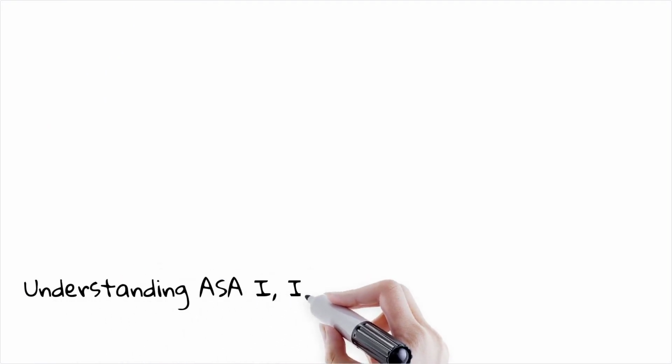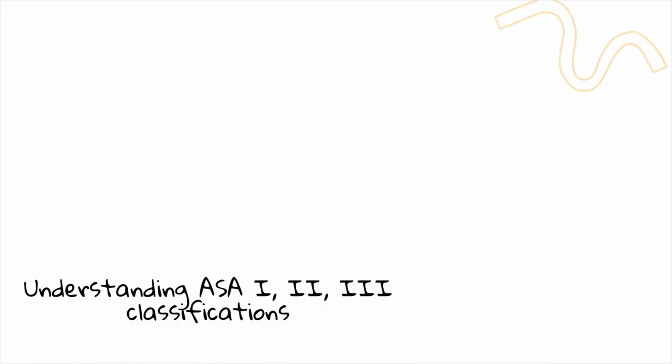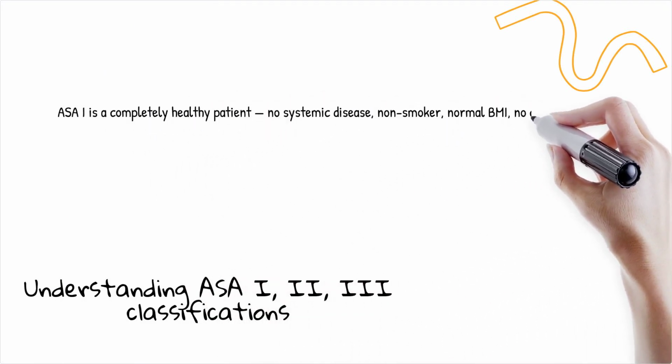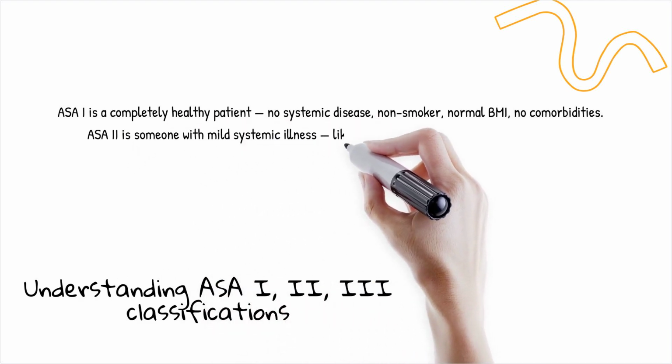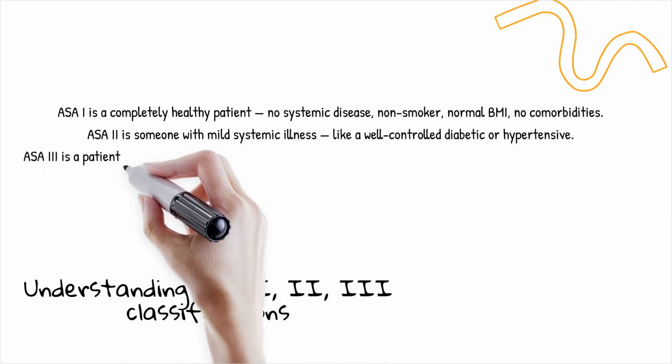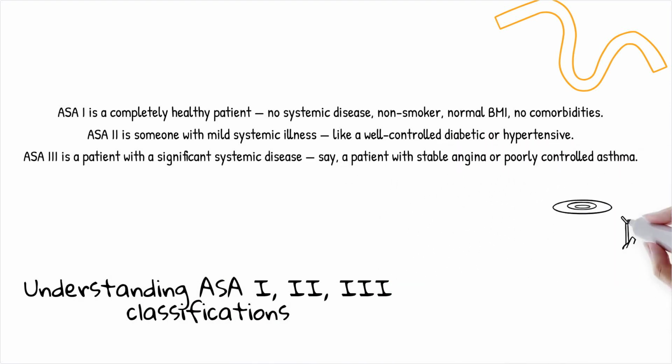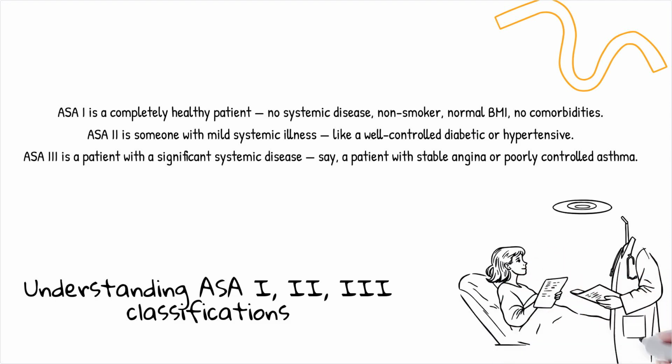ASA 1 is a completely healthy patient. No systemic disease, non-smoker, normal BMI, no comorbidities. ASA 2 is someone with mild systemic illness, like a well-controlled diabetic or hypertensive. ASA 3 is a patient with a significant systemic disease, say a patient with stable angina or poorly controlled asthma.